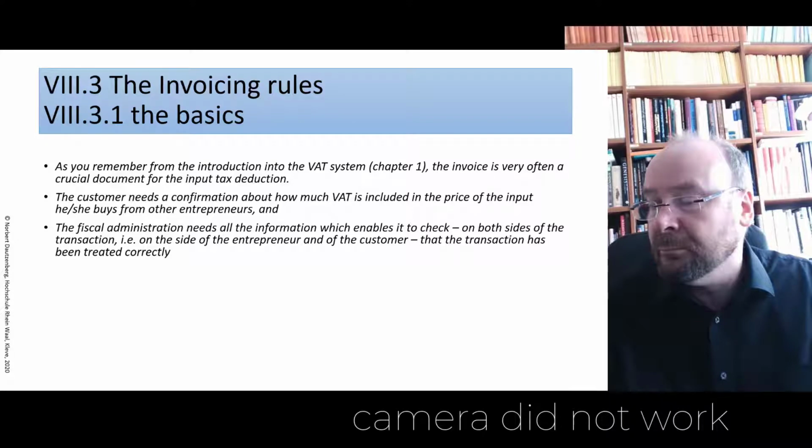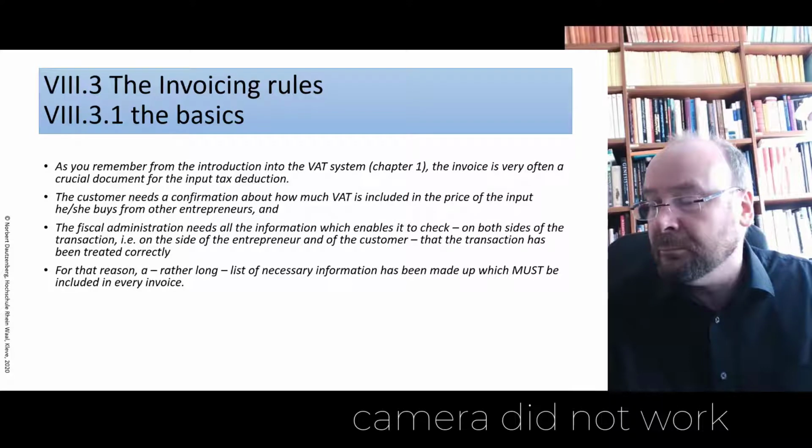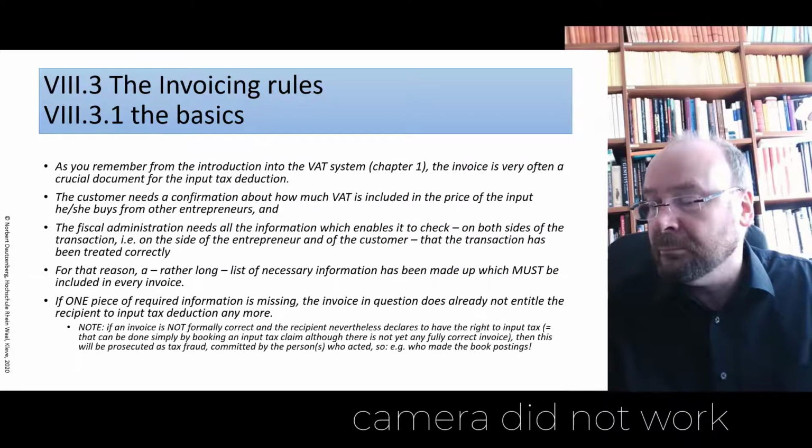So the fiscal administration has a list of information which it wants to see on the invoice in order to be able to check that everything is okay there and no bad tricks have been played. So a basic list of information, or in certain cases even more, must be stated on the invoice. Otherwise, the invoice is totally invalid, and so you lose your right to input tax deduction as long as the invoice does not yet comply with the full legal requirements.